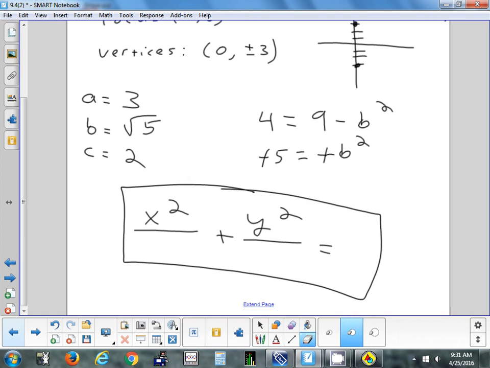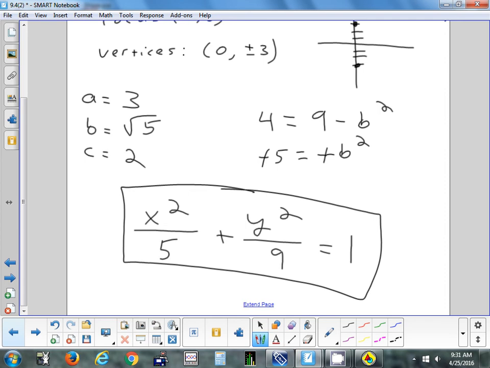Okay, now we just decide where should A squared go? Under X or under Y? Yep, everything is vertical here. Okay, look at your vertices. They're on the y-axis. So we're going to put 9 here. What's going to go under x squared? 5. And that's your equation.